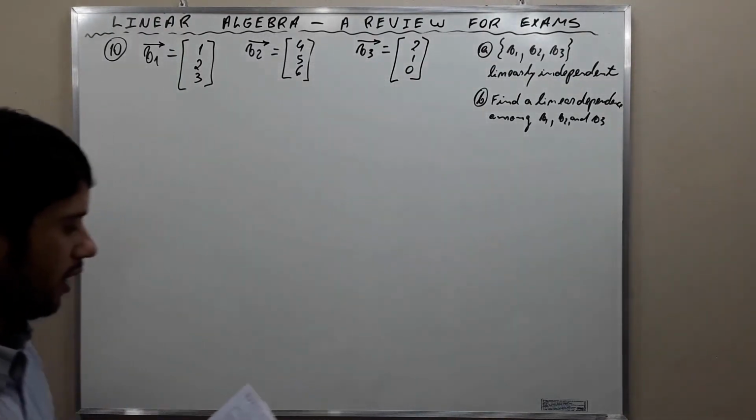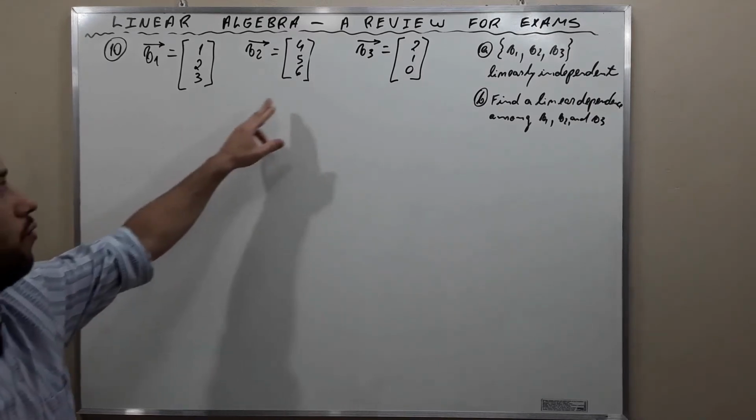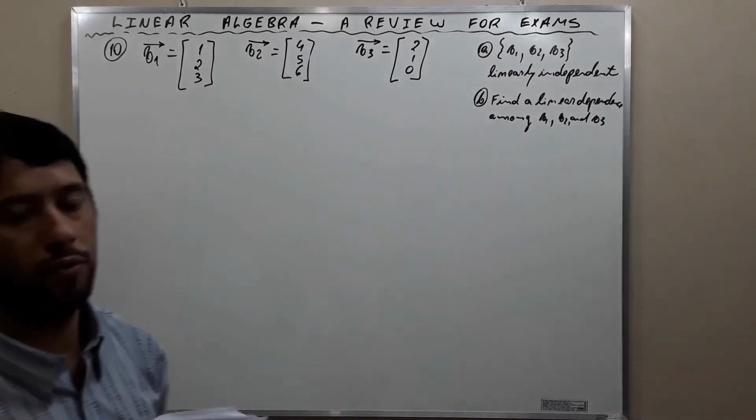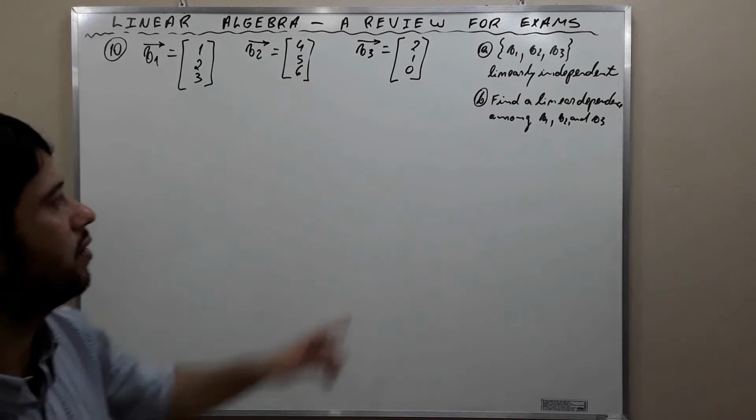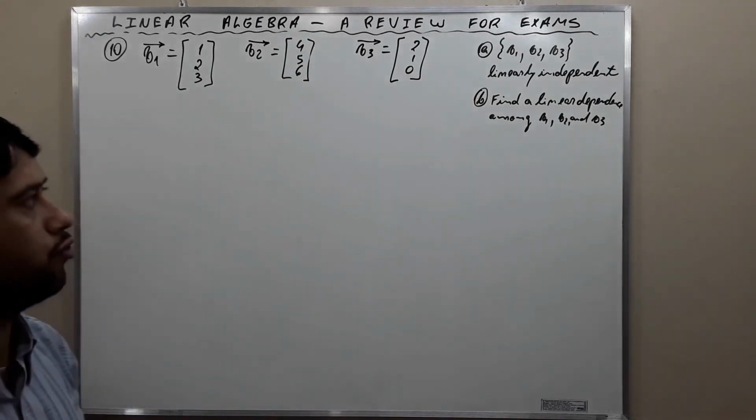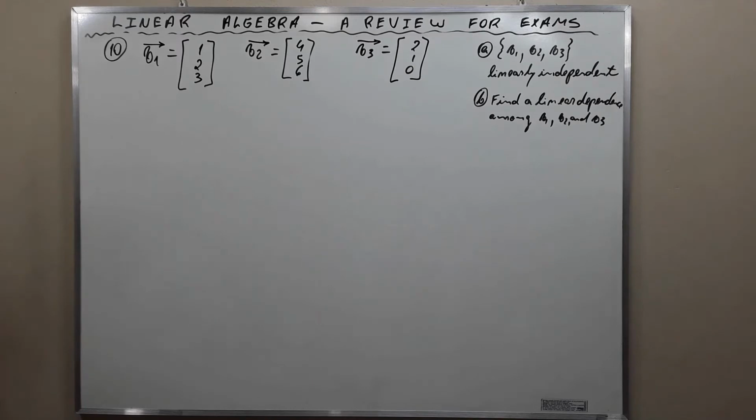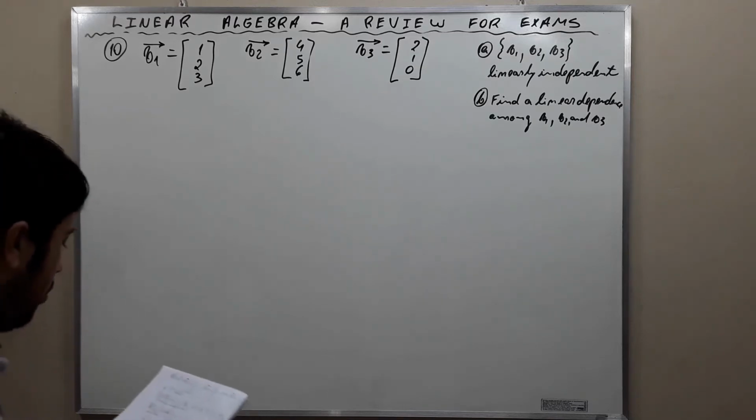Exercise number 10. Let V1, V2 and V3 be R3 vectors. And the exercise asks us, letter A, determine if the set V1, V2, and V3 is linearly independent. Letter B, if possible, find a linear dependence relation among V1, V2, and V3. Okay? These are the questions. Let's go to the solution.